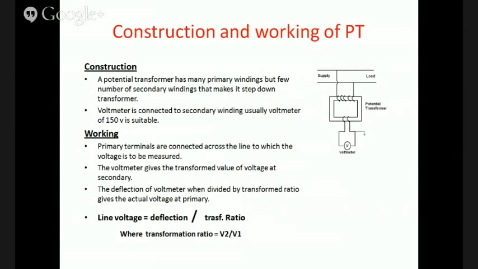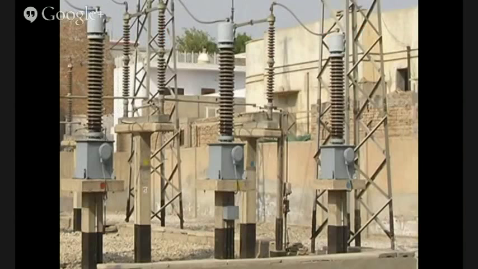And if you see the construction of a PT, it's slightly different from a CT, because here your objective is to measure the potential difference. So the transformation ratio is V2 by V1. There it was I1 by I2. This is one switch yard. Again, you can see the PTs here, the longer ones, and the CTs were slightly conical ones, and this is cylindrical type.